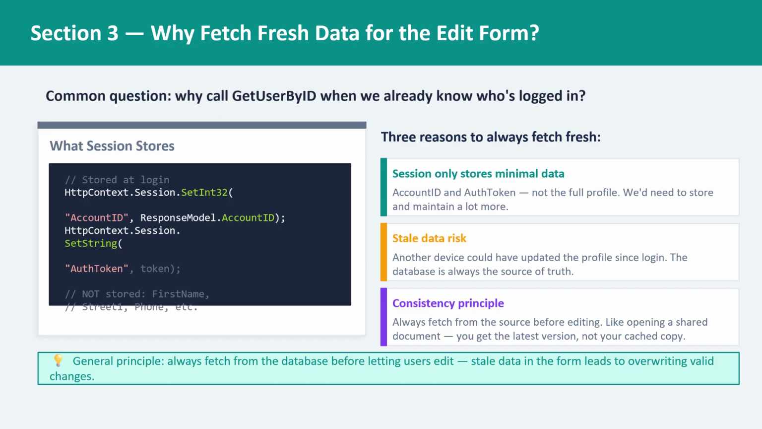So the question I often get when we're building this feature is, why fetch fresh data? We already know the user's ID from the session. So why call getUserById at all? Can we just use whatever data we have? To answer that, we have to look at what session actually stores. In this case, it's account ID and the authentication token. We don't store first name, street, phone, or any of those profile fields in the session.